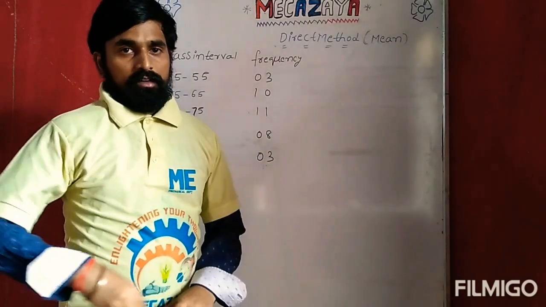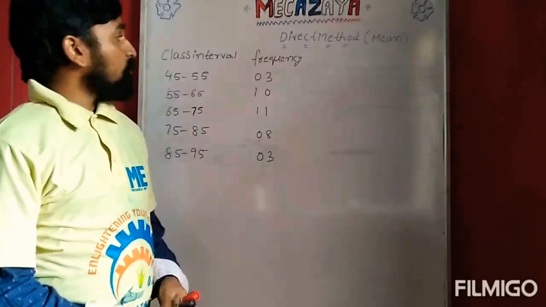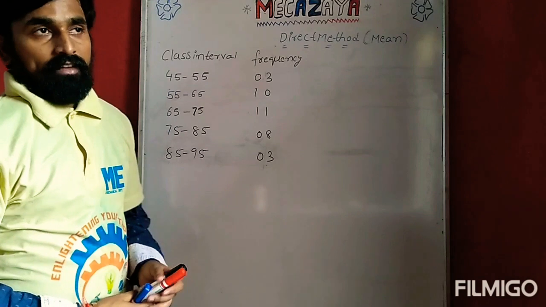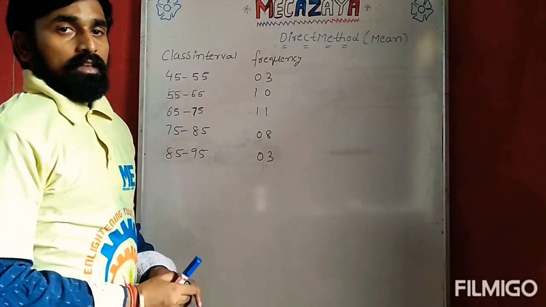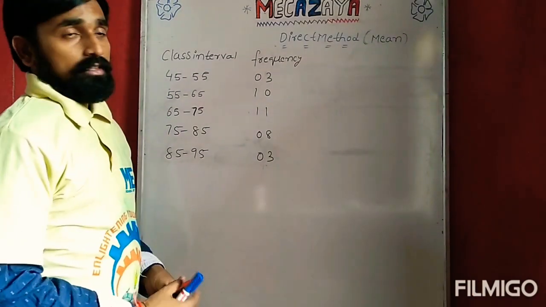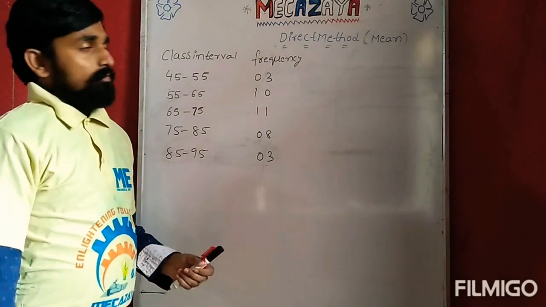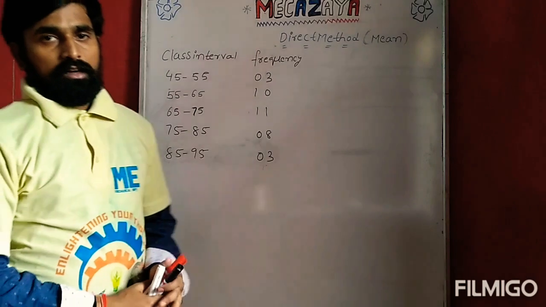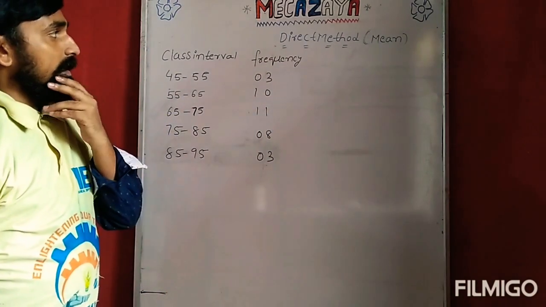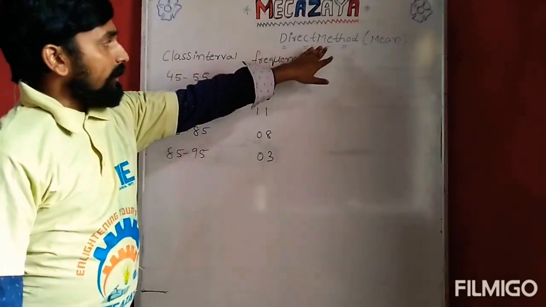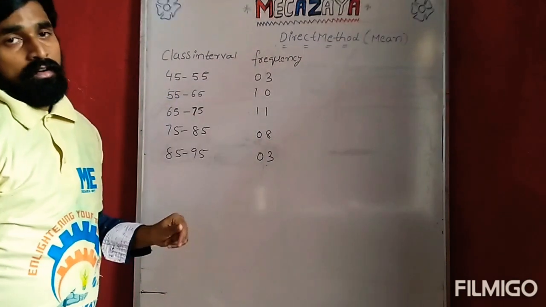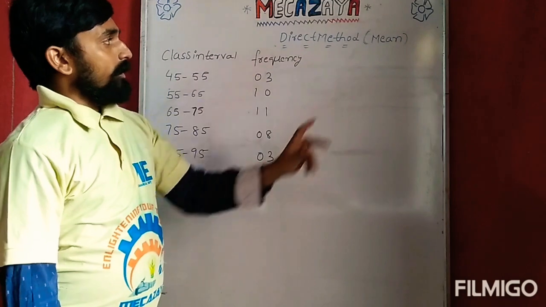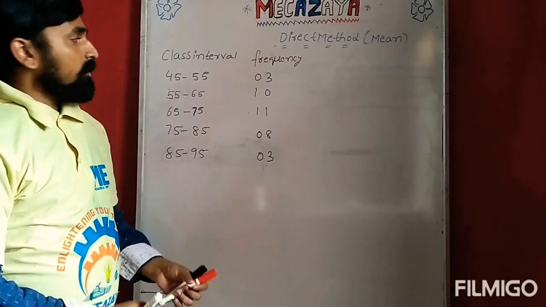Now I'm going to explain statistics of grouped data. Till now, I explained ungrouped data in the last video. Now I'm coming to grouped data: mean, median, mode. In grouped data, the mean is divided into three types: direct method, assumed mean method, and standard deviation method. Now I'm explaining the direct method of the mean.